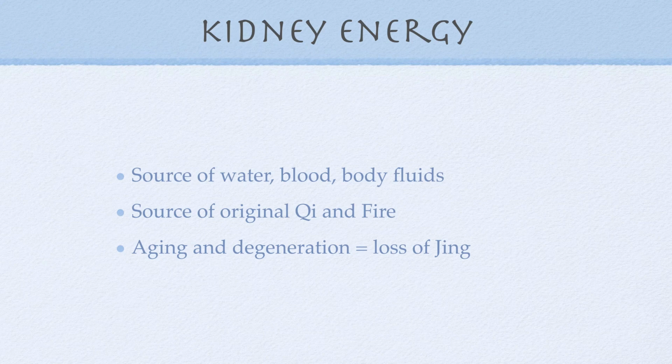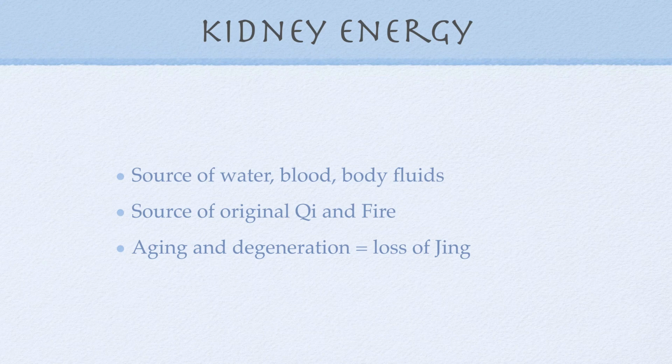And we need to include in that concept and the lower body our reproductive organs and also our intestinal area. So you can say the large intestine and the small intestine and their functions are also part of the Jing and that kidney energy. So what is that kidney energy in the body? First of all, it's a source of water, of blood, and body fluids, everything that is liquid in our body.